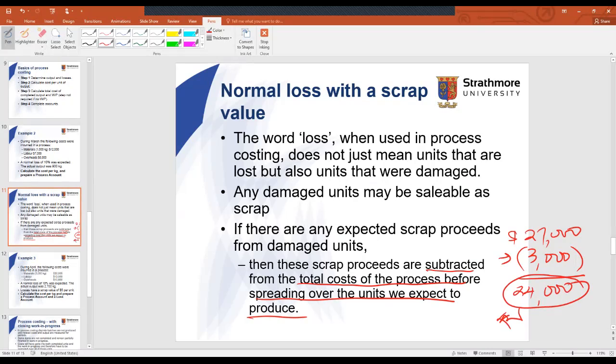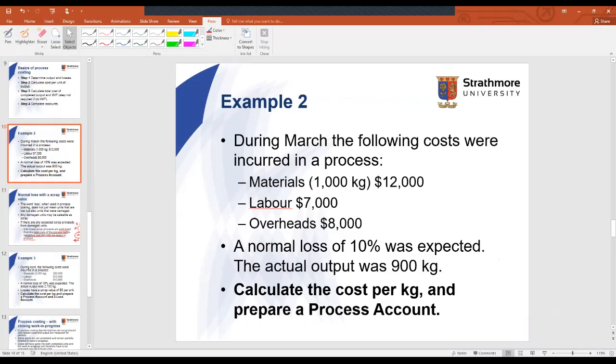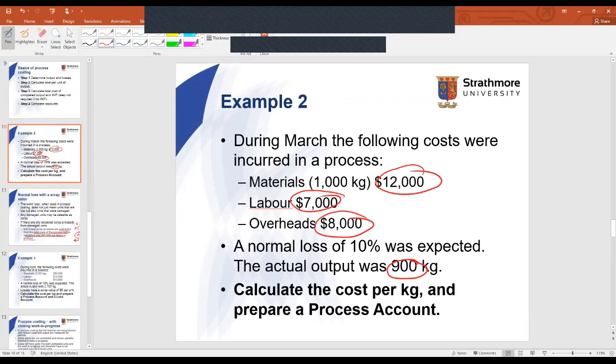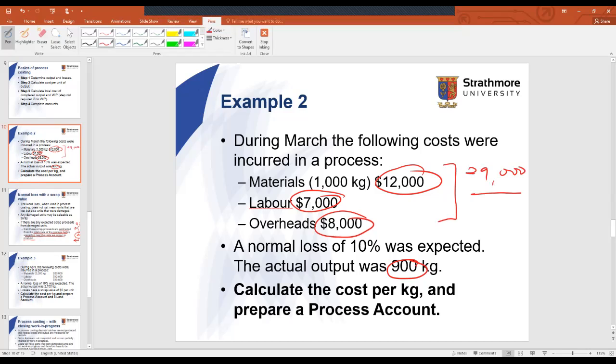If you remember what we did yesterday, how many items did we have? 900. Remember this example. Let me go back a bit. The output was 900 items, and the cost was equal to 12,000 plus 7,000 plus 8,000, which I think gave us 29,000. Therefore, the cost is equal to 29,000, which we spread over 900.